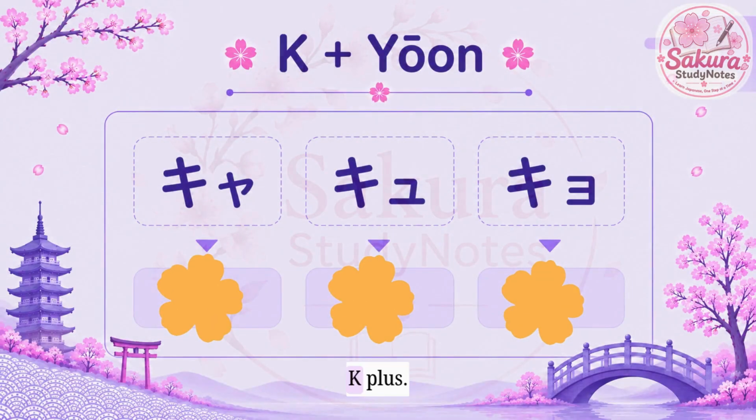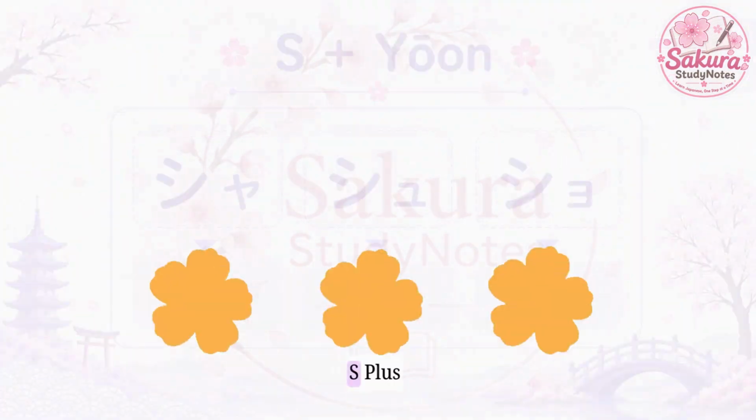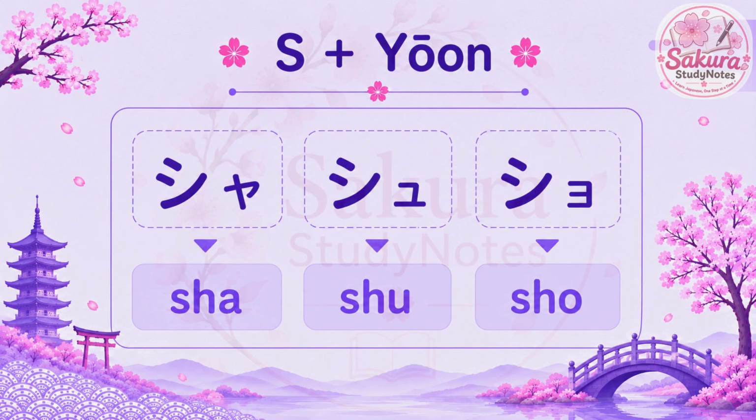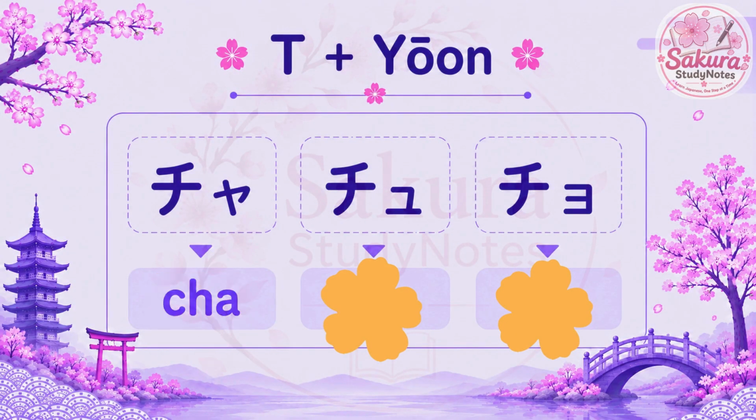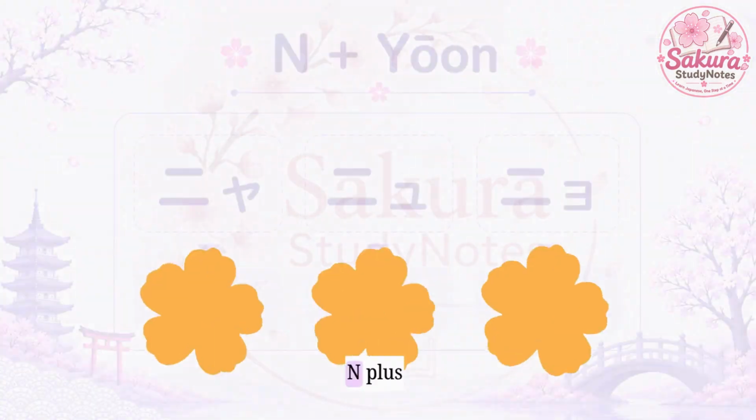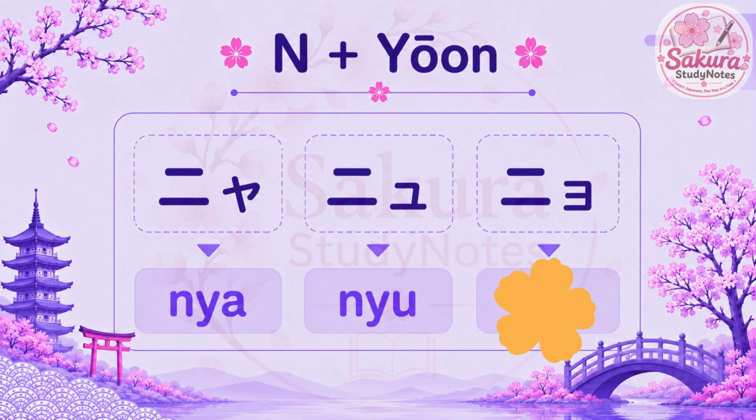yo. K plus Yōon. Kya, Kyu, Kyo. S plus Yōon. Sha, Shu, Sho. T plus Yōon. Cha, Chu, Cho. N plus Yōon. Nya, Nyu, Nyo.